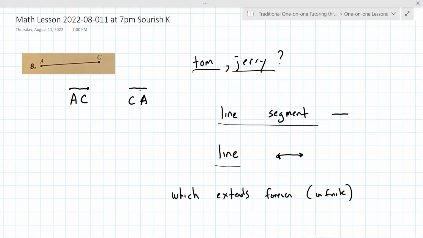Okay. But you're right, it includes two letters, okay? And you can do it forwards or backwards. Okay. All right. All right, let's look at number 9.